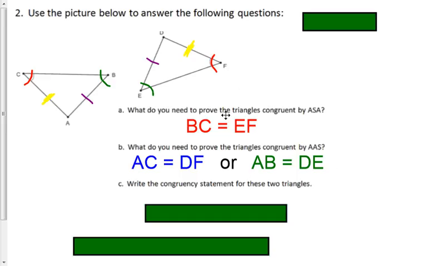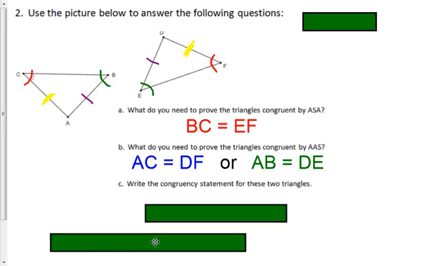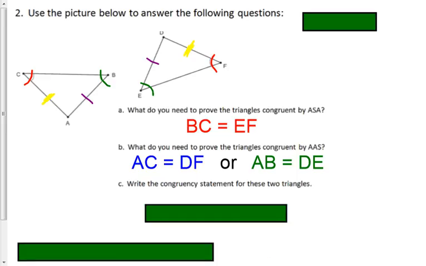Either one of those would let us know that we can prove those triangles are the exact same using angle, angle, side. Now let's say we did have all that information. If they did tell us that BC equals EF, or if they told us AC equals DF, or if they told us AB equals DE. So what would be our congruency statement for this?